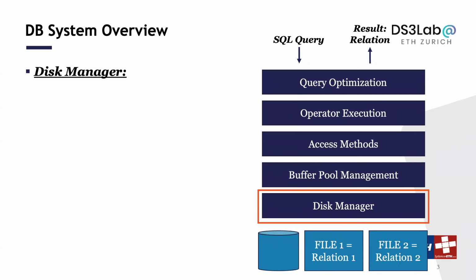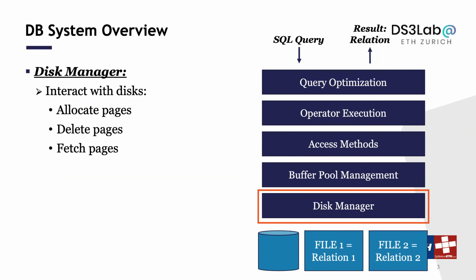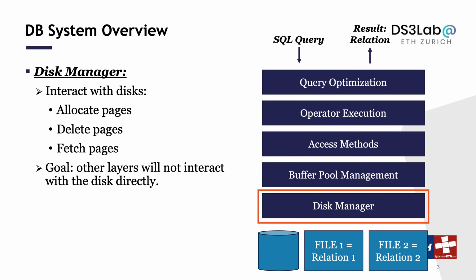So at the bottom, the disk manager. We talked about it last week. The job of the disk manager is really to take care of all the interactions with the hard drive. For example, allocate pages, delete pages, fetch pages, and make sure some of the pages are stored in the same memory space, so that if you scan them, you have sequential access, for example. So the goal is really to make sure everyone above it will not interact with the disk by themselves. Instead, whenever they want something on the hard drive, they talk to the disk manager.